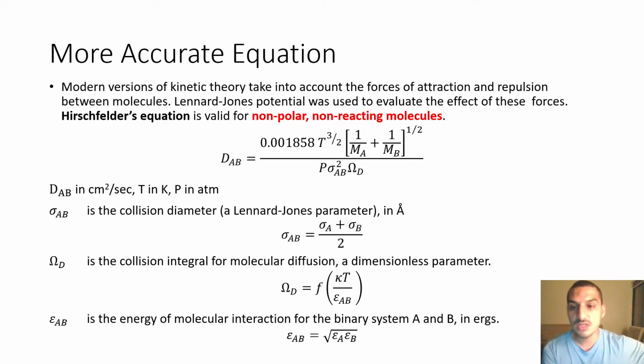And this equation is kind of a modification of the kinetic theory of gases. It's based on the modern versions of the kinetic theory that take into account the forces of attraction and repulsion between molecules, which is the main drawback of the equation that we used before based on the kinetic theory of gases. And here we have the Lennard-Jones potential, which is this term. So this term is the term that takes into account the intermolecular forces.